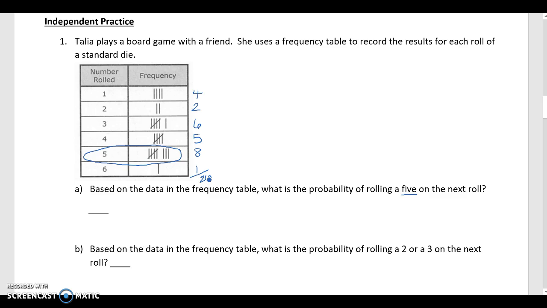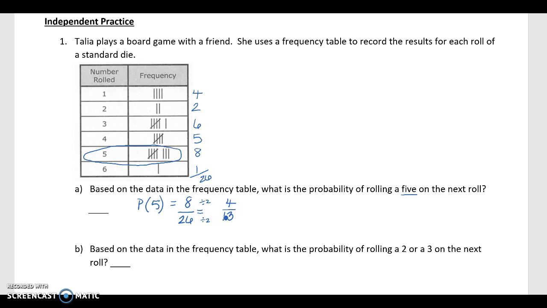Okay. So based on the data, the probability of rolling a 5 is 8 out of 26. And then we're going to go ahead and simplify, right? I know we can divide them both by 2. So 8 divided by 2 is 4, 26 divided by 2 is 13. Can you simplify again? No, because 13 is a prime number.